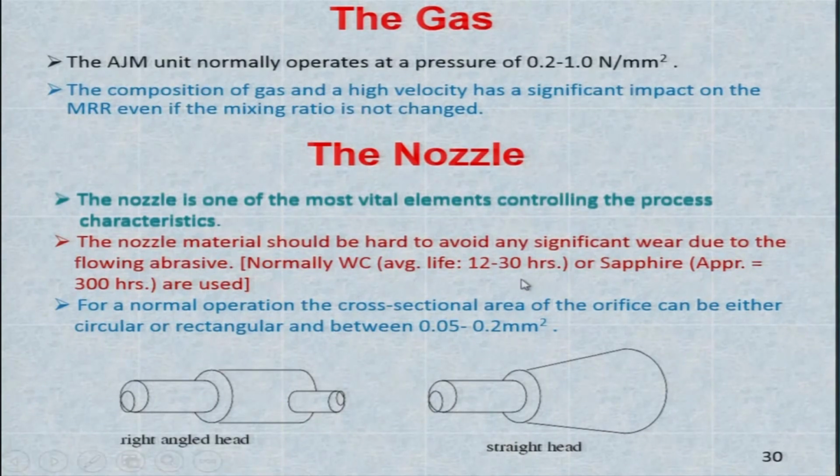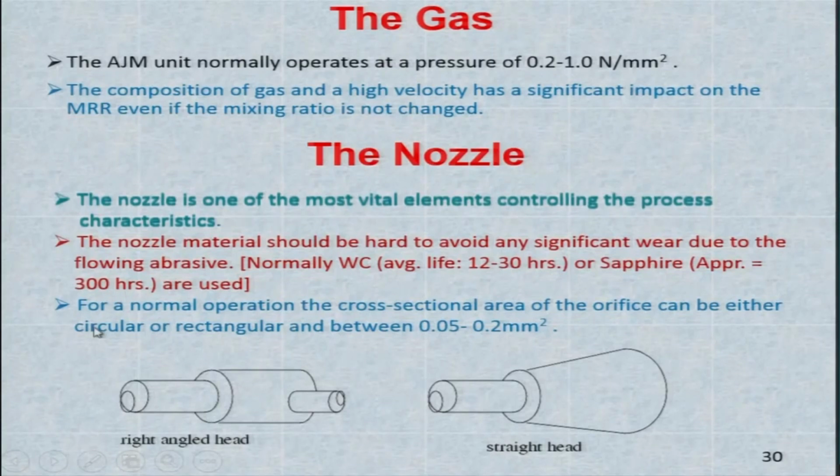But if it can be made, and when it is made of sapphire, the life is very high, because it is a very hard material, and you can see that life can be up to 300 hours. In comparison, we know that tungsten carbide is also a very hard material, but the average life is not more than 12 to 30 hours. In the case of sapphire, it is about 300 hours.